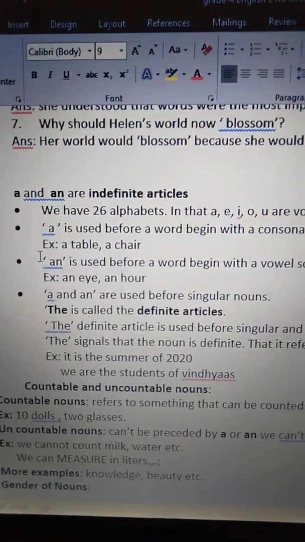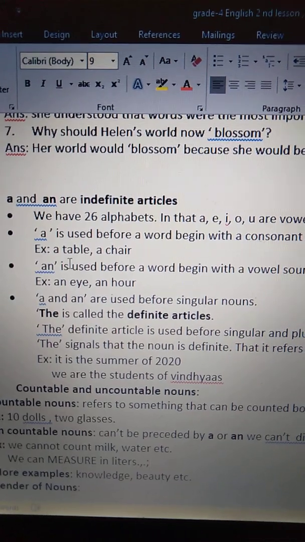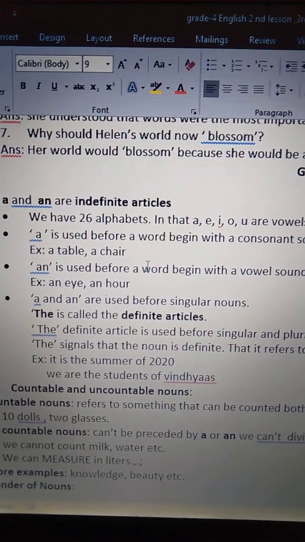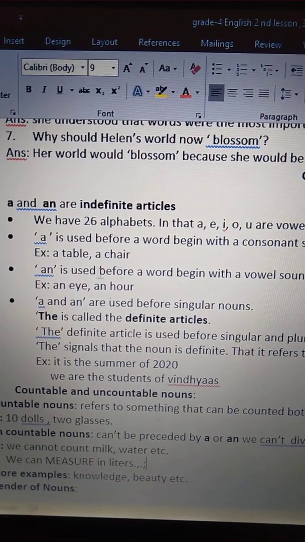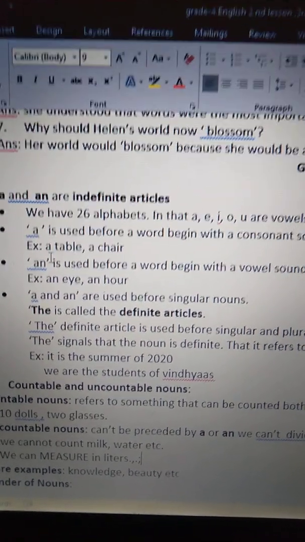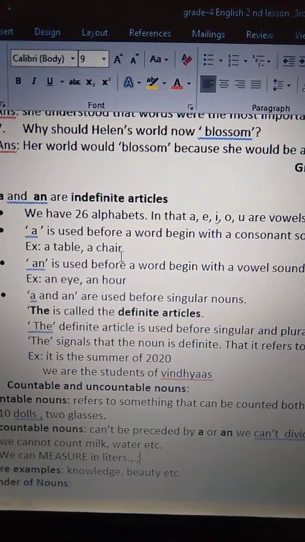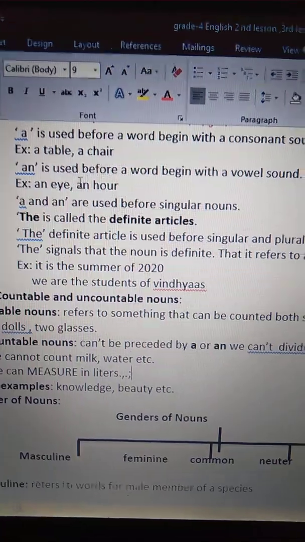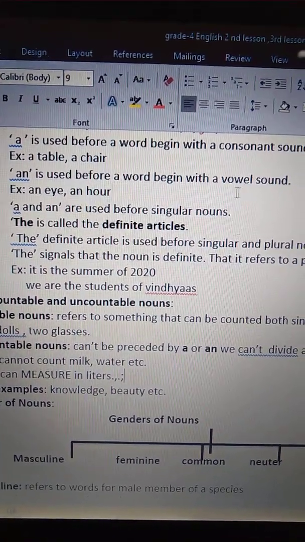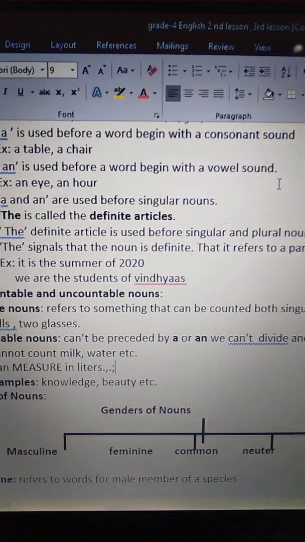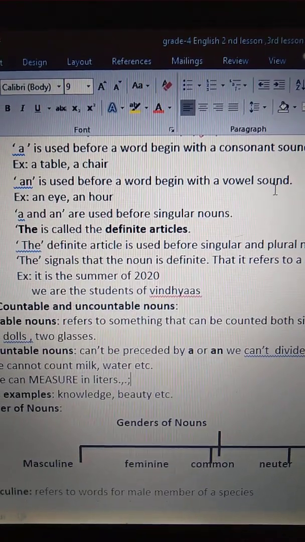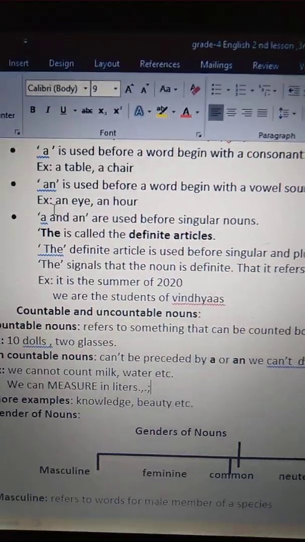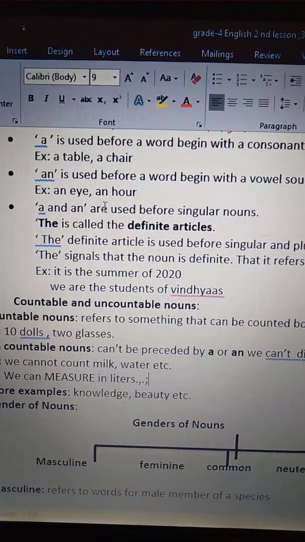Okay? For example, a table. Here T is a consonant. A table, a chair. Here C is a consonant. So, we are using a before the word. And next, an is used before a word beginning with a vowel sound. So, whenever the word begins with a vowel sound, we use an before it. Okay. For example, an I, an R.